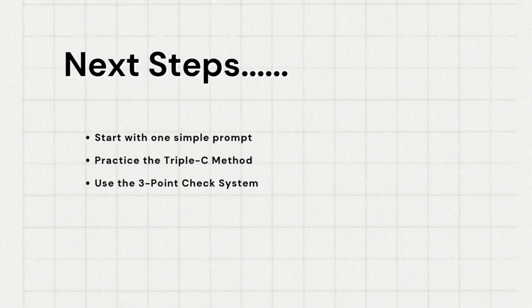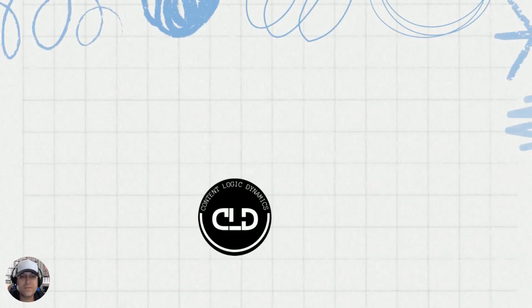So your next steps should be to start with a simple prompt and see what you get. And also you should practice the triple C method that I mentioned earlier in the video, which was context, command, and clarification. And then you should use the 3-point check system, which was the accuracy check, the tone alignment, and the human touch points that you should add in.